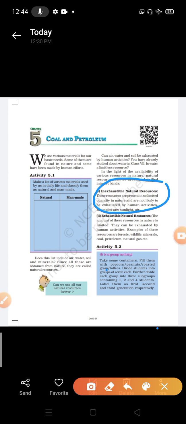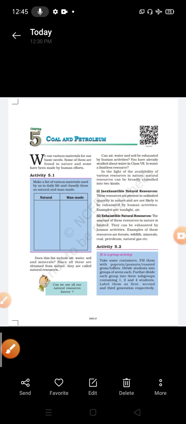But some materials are in a fixed, limited amount in nature and can be exhausted by human activities, like if we overuse them. If that happens, the material will be exhausted soon. Examples of these resources are forests, wildlife, minerals, coal, petrol and natural gas. These are the resources which we get from nature, and these materials are exhaustible.